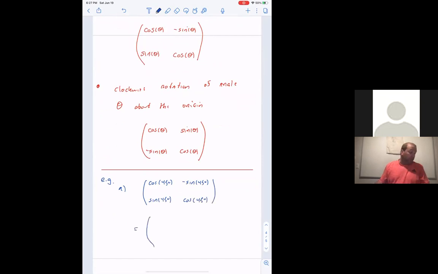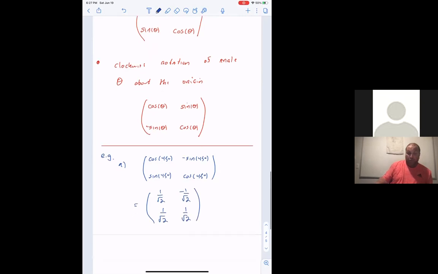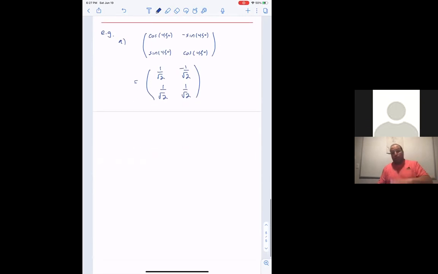What are those values? Well, the book is so nice, and it tells us that cosine 45 degrees and sine 45 degrees are both 1 over the square root of 2. So 1 over the square root of 2, negative 1 over the square root of 2, 1 over the square root of 2, and 1 over the square root of 2 would be our matrix that represents a 45-degree rotation counterclockwise about the origin.